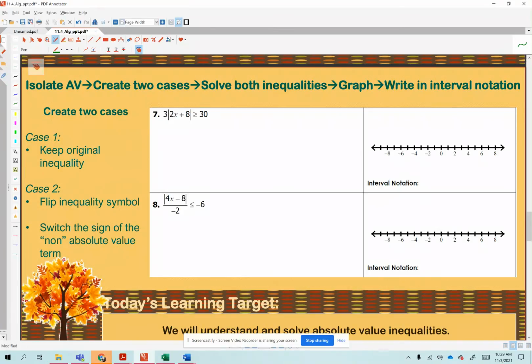And we have 3 multiplied by the absolute value of 2x plus 8 is less than or equal to 30. So absolute value is not isolated. So what we need to do is divide both sides of this inequality by 3, which will give us the absolute value of 2x plus 8 is greater than or equal to 10. Now that absolute value is isolated, I can go ahead and make two cases.